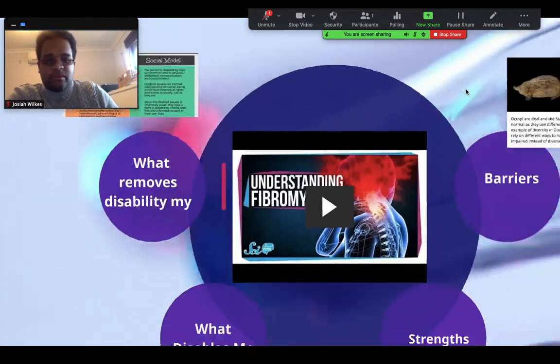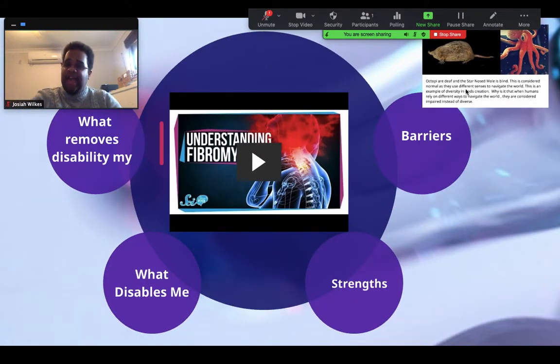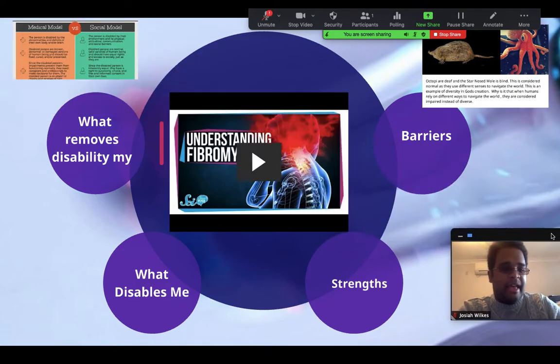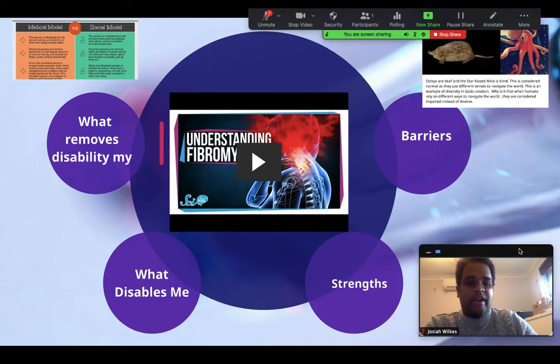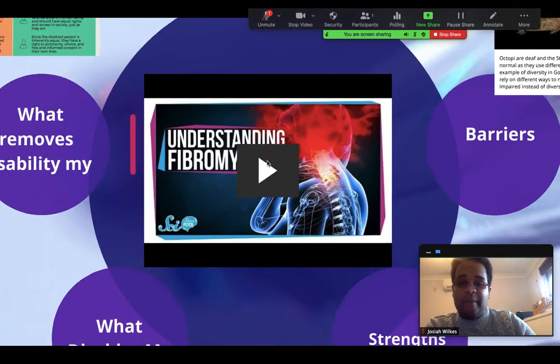So, we're going to start by looking at an understanding of what fibromyalgia is, because you may not have heard of it before. And then we're going to go through a social model analysis of how we would think about a person with fibromyalgia. And I'll take you through some of my barriers, some of my strengths, and some of the things that disable me, and some of the things that remove disability for me. So we'll start with this video.